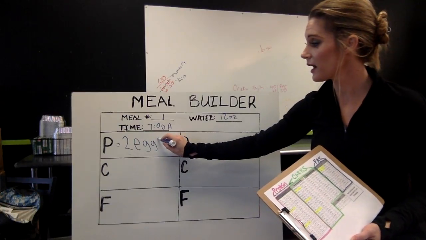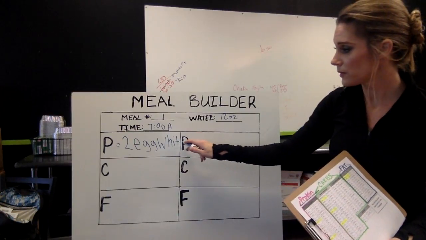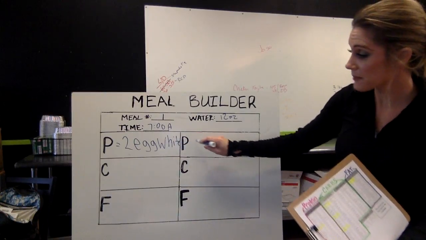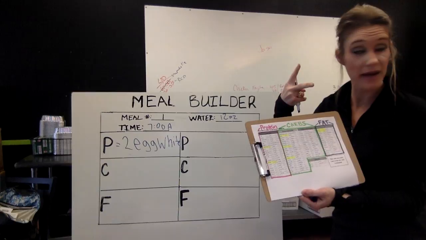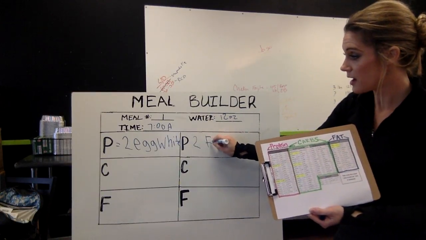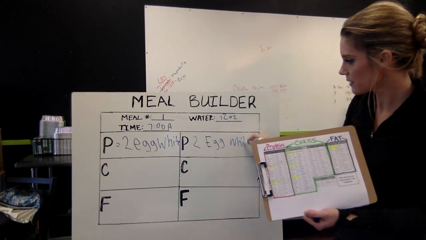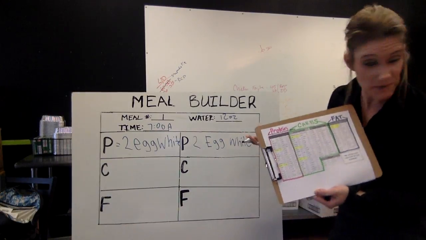Now, maybe I want to have a 2-block meal, right? So, running out of room. I'm going to go ahead and add 2 more. I'm going to add another block of protein. So we're going to have 2 more egg whites. Therefore, I have 4 egg whites. That makes sense? Now, what type of carbohydrate?